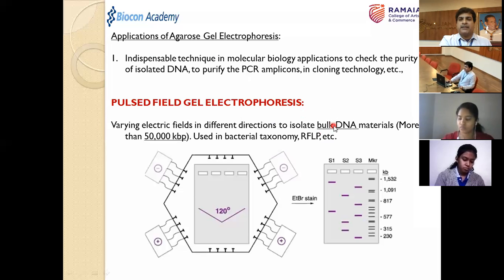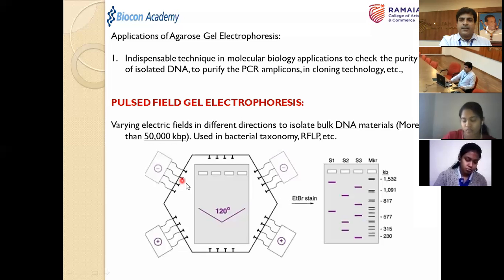When DNA is heavy material, particularly during taxonomy, when naming plants, nomenclature, this technique is used, when bulk DNA separation is very challenging. That is something like 50,000 kilo base pairs of DNA. When you are separating it, this technique uses alternating electric fields.